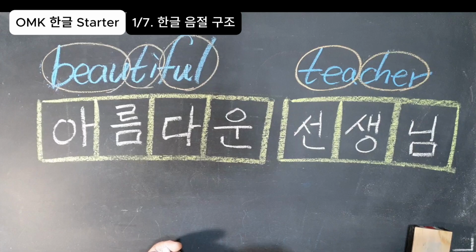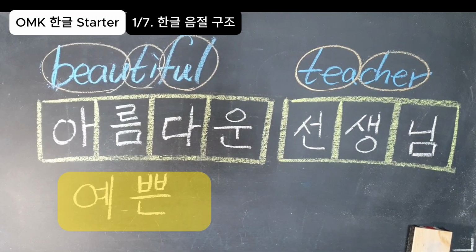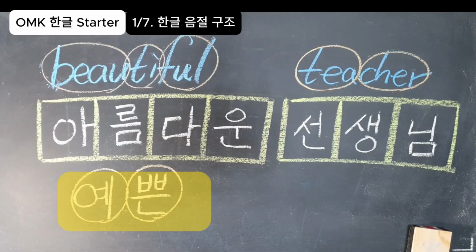Another Korean word for beautiful is 예쁜. How many syllables? 2 syllables. Now, you can probably make some guesses about Korean syllables.